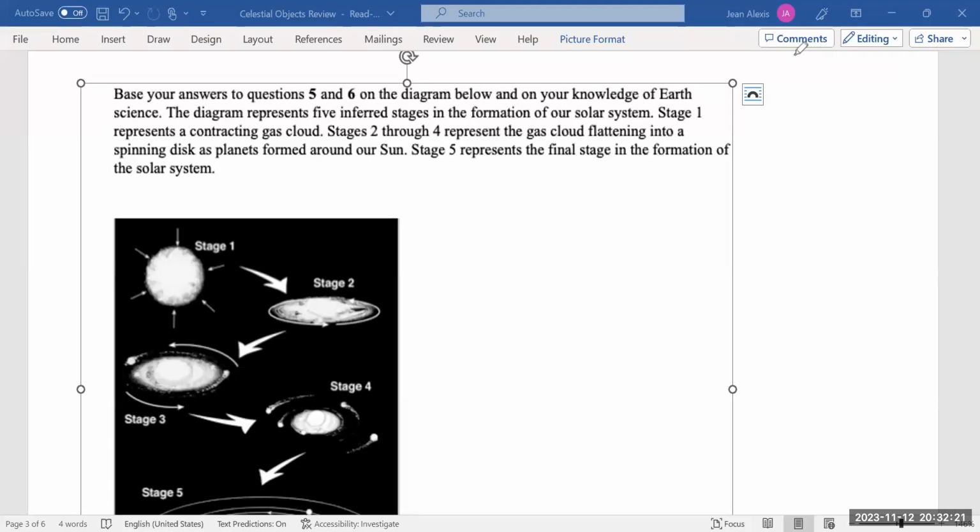All right, so it says base your answers to questions 5 and 6 on the diagram below and on your knowledge of Earth science. So these diagrams right here, you may possibly need them for questions 5 and 6. So keep that in mind. The diagram represents 5 inferred stages in the formation of our solar system. Stage 1 represents a contracting gas cloud. Stages 2 to 4 represent the gas cloud flattening into a spinning disk as planets formed around our sun. Stage 5 represents the final stage in the formation of the solar system. All right, let's keep that in mind.